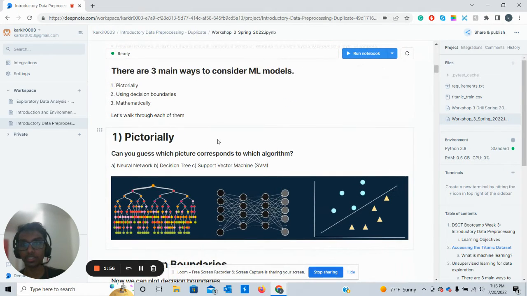There are three ways to consider ML models. We have pictorial representations, which is via a picture. We can have decision boundaries as a representation, and we also have mathematical representations. For a pictorial representation, a way to simply understand this is which picture corresponds to what algorithm. We have three images here and three different algorithms. Try to take an educated guess as to which picture you think corresponds to which algorithm. I'll leave you like 5 seconds to make your guesses.